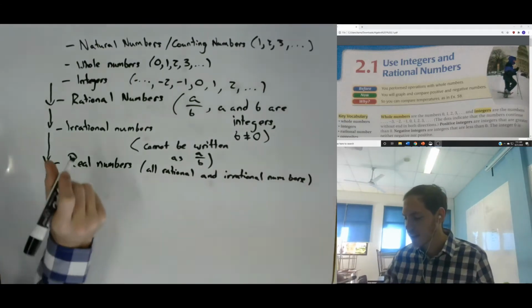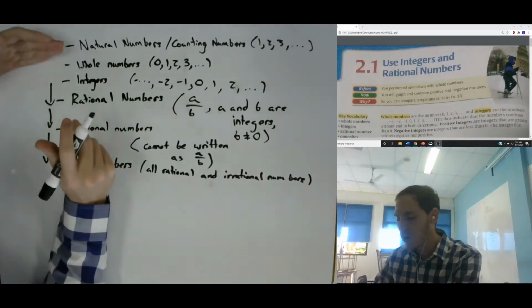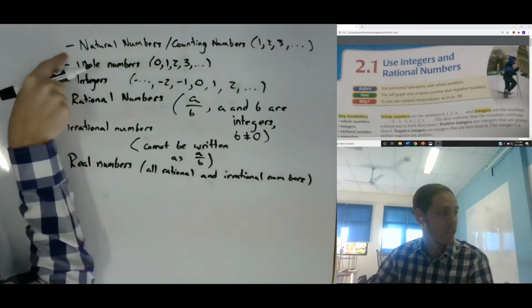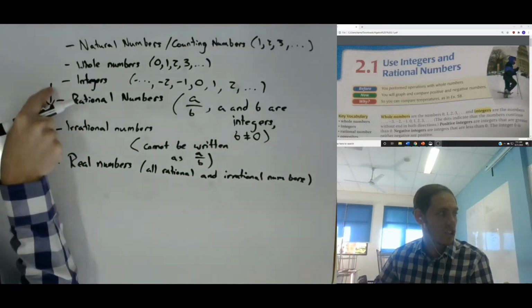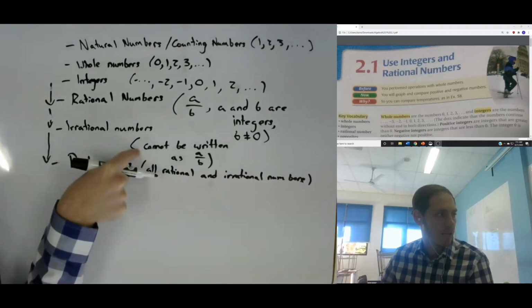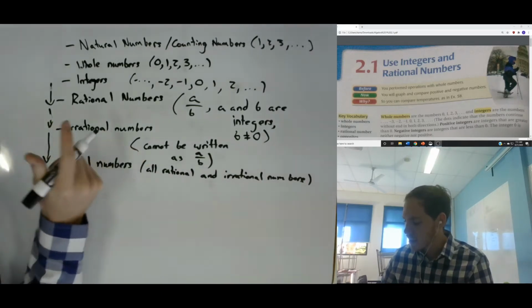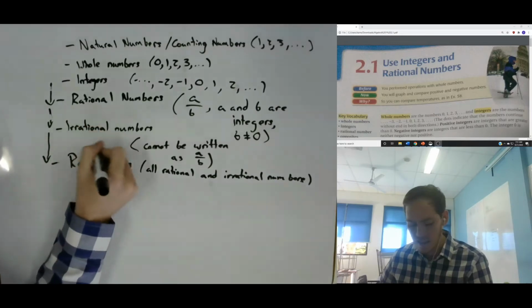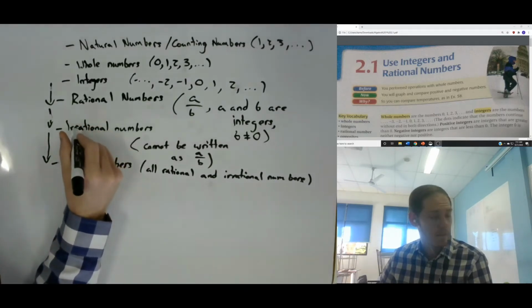So categorizing something. If something is a whole number by nature, if it's a whole number, then it's an integer, a rational, and a real, okay? Irrational can't be written this way. So this is going to be a unique category, okay? Right here, this is unique, okay?